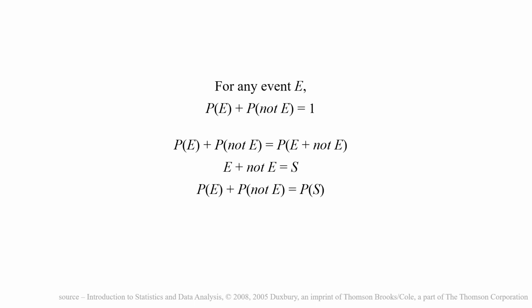Since event E plus not of event E equals the sample space S, probability of E plus probability of not E equals the probability of the sample space S. Since probability of S equals 1, probability of E plus probability of not E, which is probability of S, equals 1.